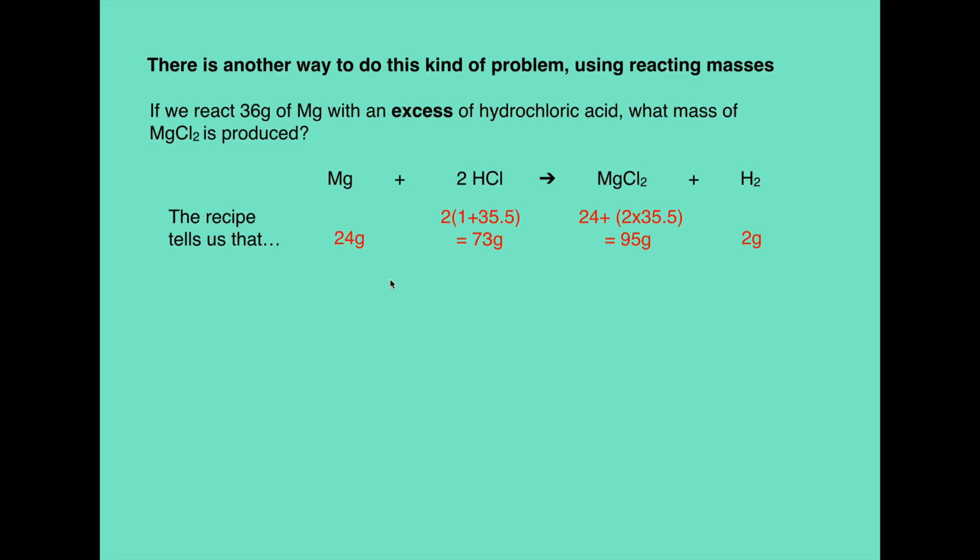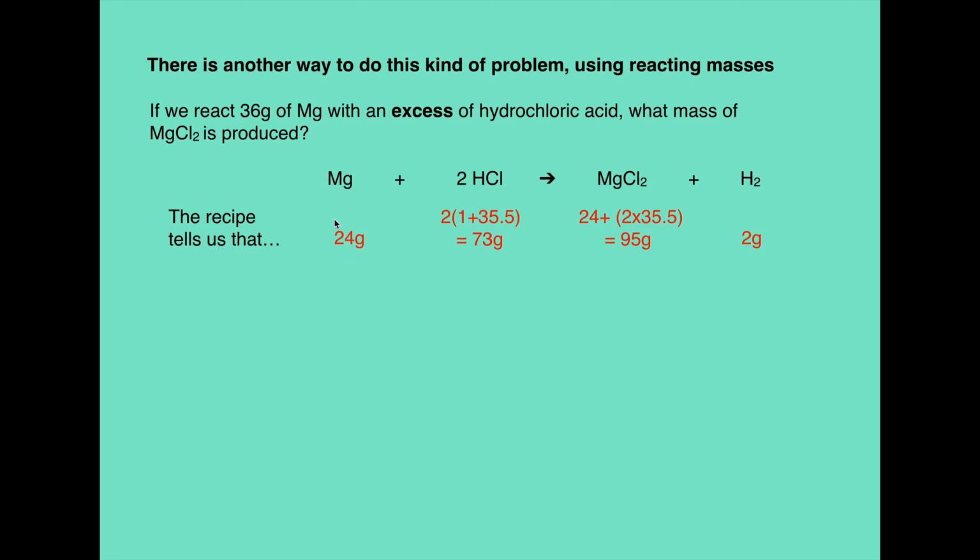Let's make sure that we've got the right amount of mass on the left-hand side and the right-hand side. 24 plus 73 is 97, isn't it? And 95 plus 2 is 97. So the law of conservation of mass works out here. So these are reacting masses, and they're also in a ratio. The ratios here will be respected regardless of how much we have of each of the substances.